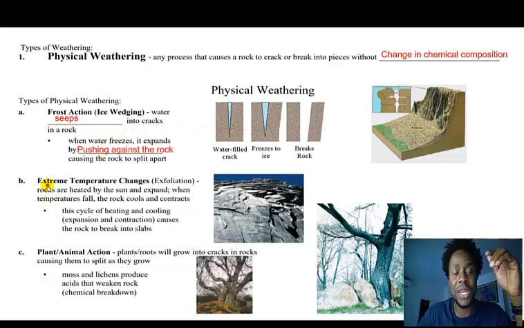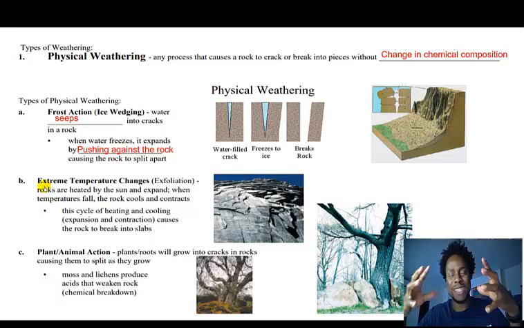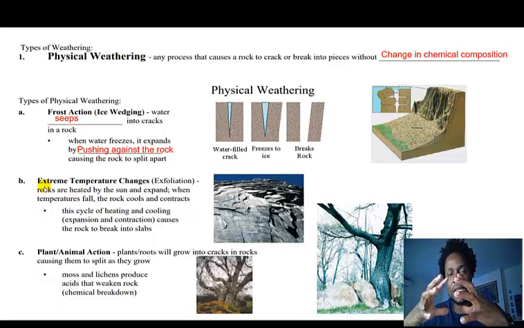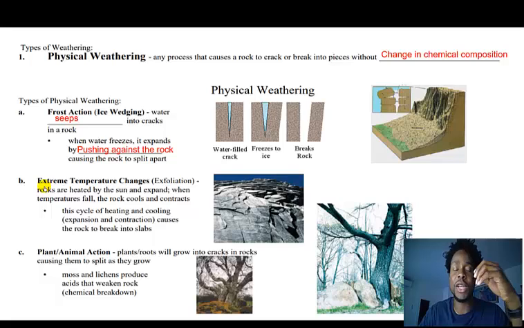Another kind of physical weathering is extreme temperature. During the day, we get a lot of heat from the sun, and that makes the rock expand. And at night, when temperatures are dropping, the rock contracts. So day and night, the rock expands and contracts according to the temperature. Season after season, year after year. Over time, the rock begins to exfoliate, which means it peels off. The surface of the rock begins to peel off because of that repetition of expansion and contraction.